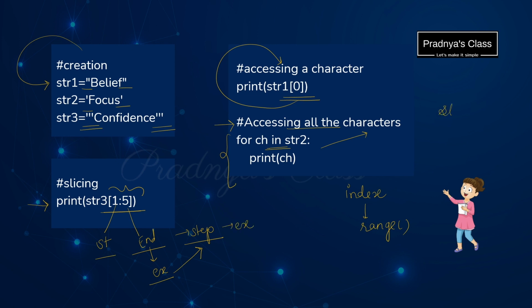You know, string can be accessed in the forward direction as well as in the backward direction. So, slicing also can be done in the forward direction using positive index or in the backward direction using negative index. So, that was all about the different operations that we can perform on the string.